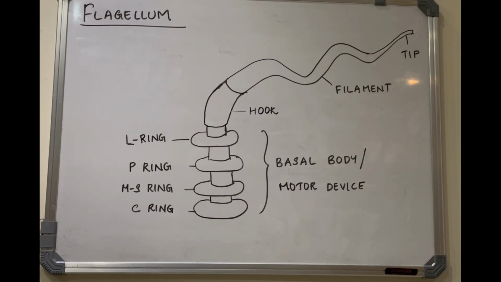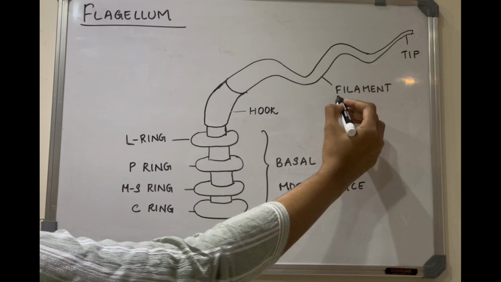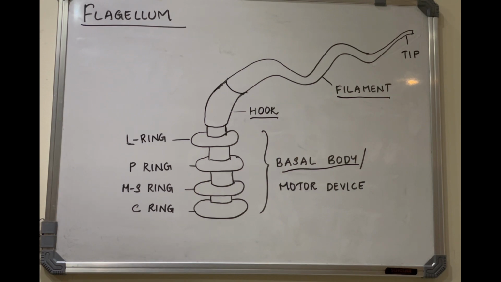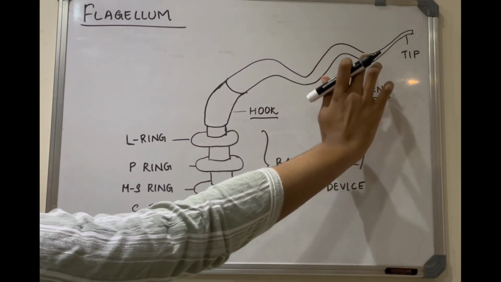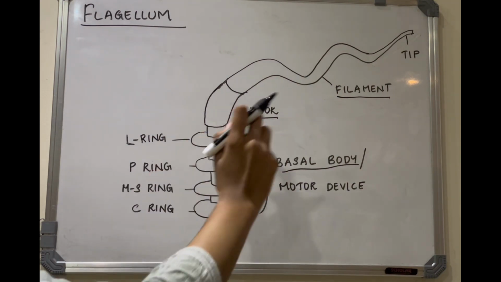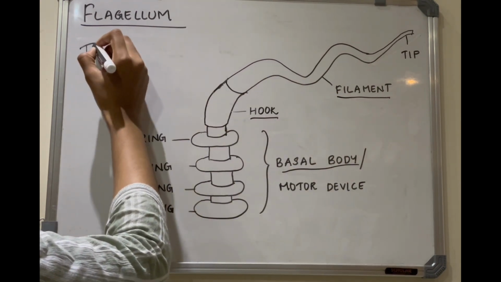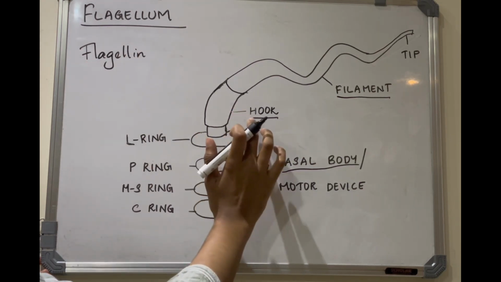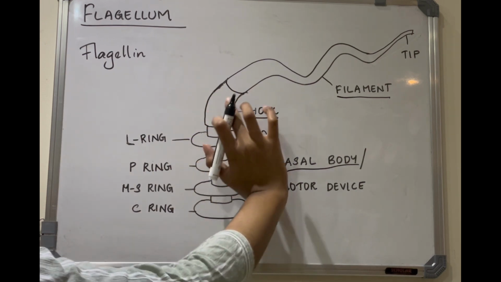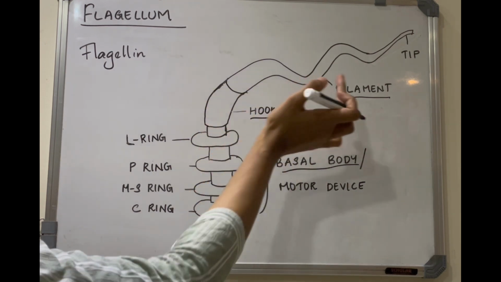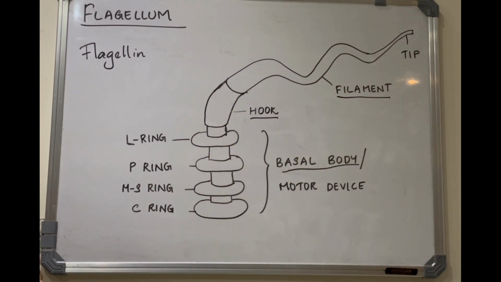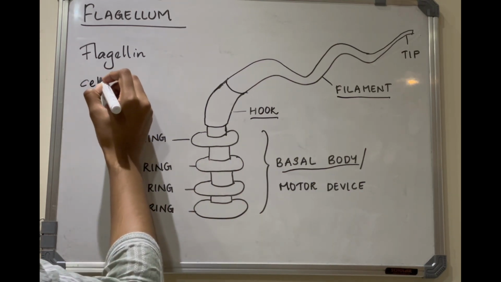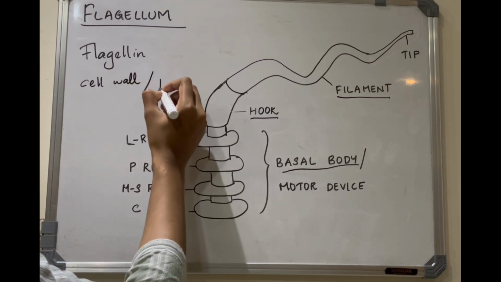As we said, the flagellum has three main parts, that is filament, hook, and basal body or motor device. Now this filament is the thread-like part of the flagellum, and it is composed of the protein flagellin. Then there is the hook. As you can see here, it is a curved part connecting the filament to the basal body. The basal body is a set of rings that is embedded in the cell wall or plasma membrane.